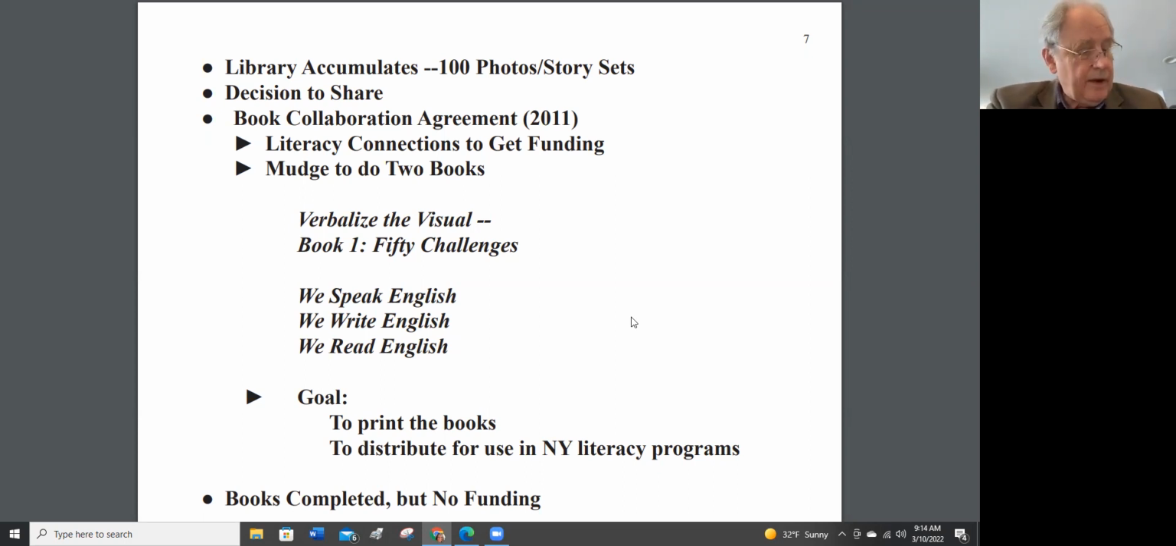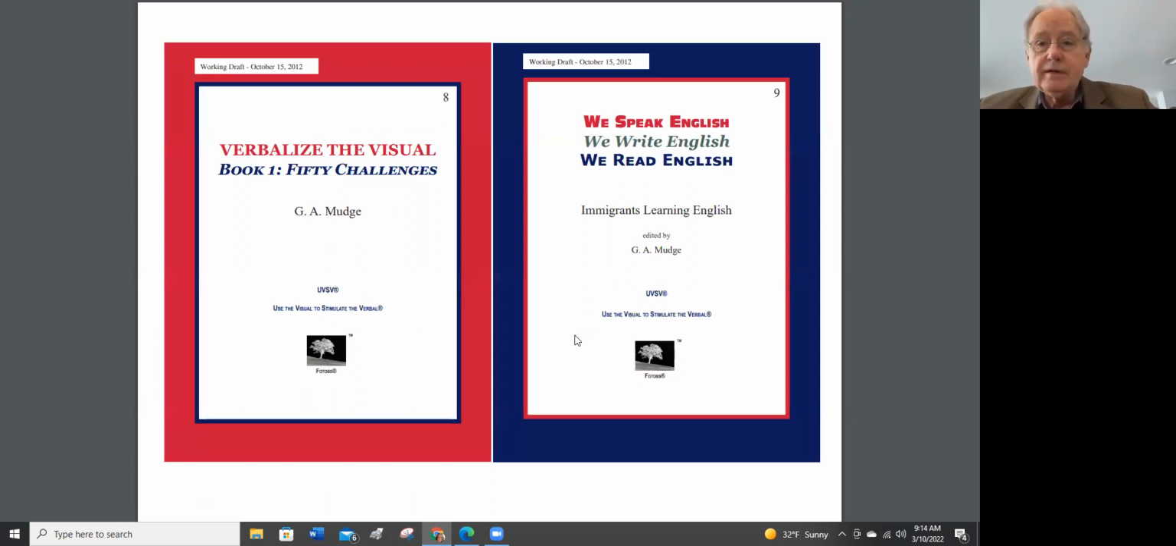Now, I did the books, but unfortunately, Literacy Connections did not get the funding. So what were we left with? We were left with 2 books, and there the covers are. Draft dates are the same at the top, October 15, 2012. The book on the left, Verbalize the Visual, Book 1, 50 Challenges. The book on the right, We Speak English, We Write English, We Read English. The book on the right are the stories written by my students. The book on the left is my photographs, my 50 photographs, and my 50 assignment sheets.